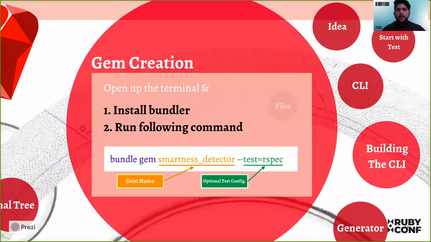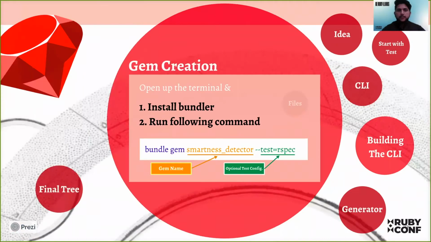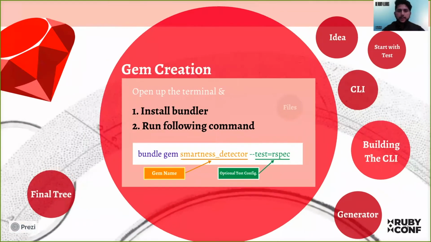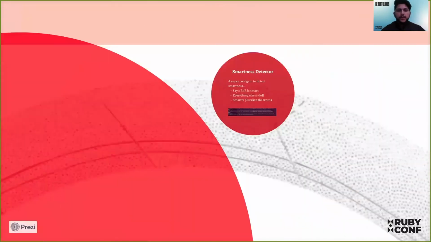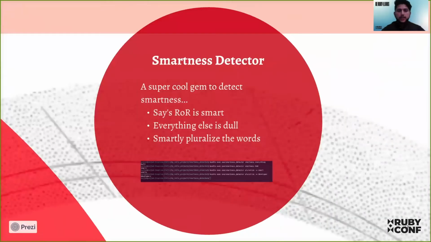So let me tell you what we are building. We are building a super cool gem that detects smartness. When we pass ROR as an argument, it will say ROR is smart because it is, and everything else is dull. And it will smartly pluralize words. It's not very complicated, but it will do the job.